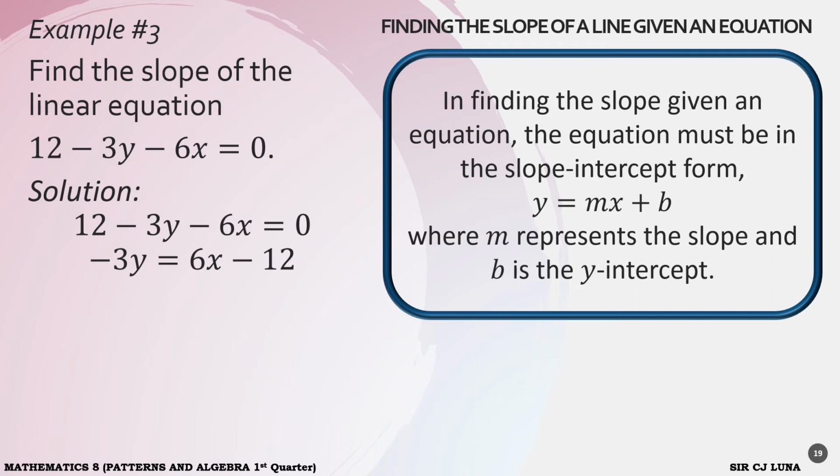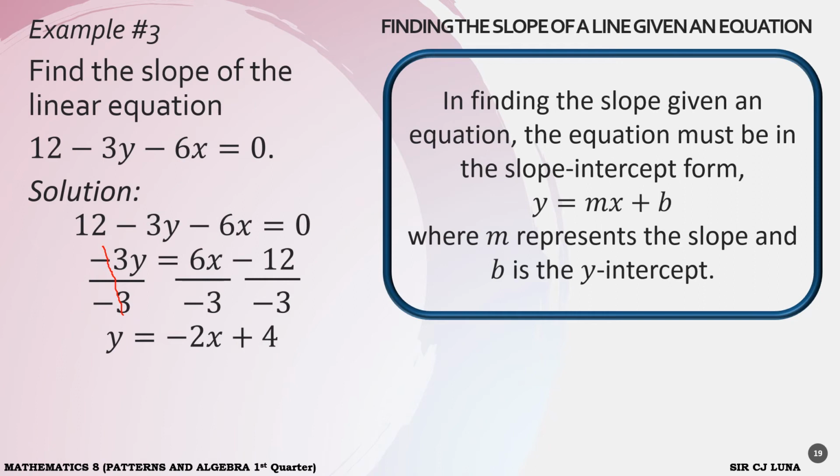Okay? So, kanina sabi ko, kailangan matira lang y. Okay? Pero yung y natin dito sa left ay meron pa siyang negative 3. So, paano matatanggalin yung negative 3? Divide the whole equation by negative 3. So, negative 3y divided by negative 3 is only y. Okay? Na-cancel na yung negative 3 doon. Okay? And then 6 divided by negative 3 is negative 2.